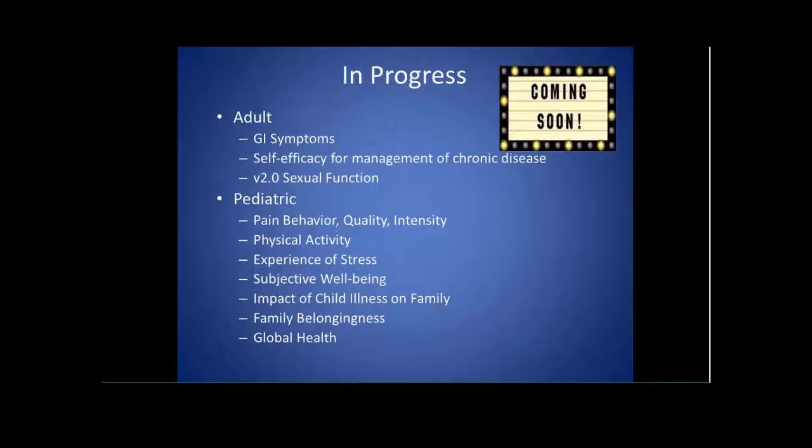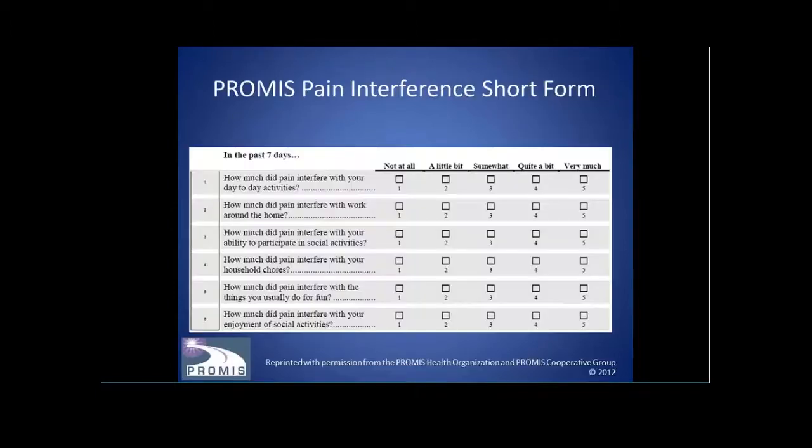Experience of stress, subjective well-being, the impact of child illness on family. So we had a bank focused on a child's relationship with other kids. This is now focused on the impact of the child's illness on the family, as well as his or her sense of relationship quality with family members. And then a global health measure as well to match the global health measure that's available for adults.